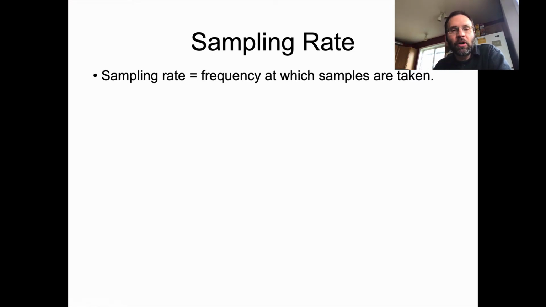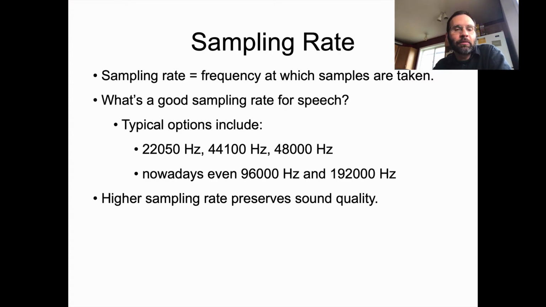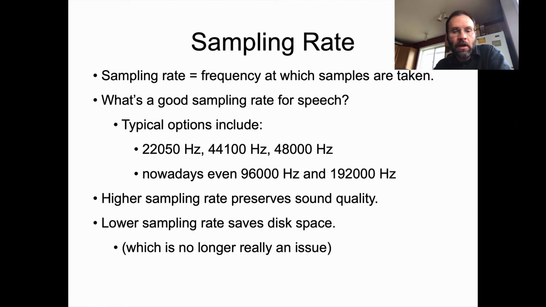Normally speaking, we want to go a lot higher than 441 hertz. Like I said, the default for Praat is 44,100. Those higher sampling rates are going to preserve the sound quality. They can preserve more of the information in the original analog signal.